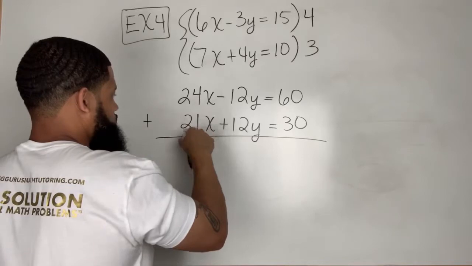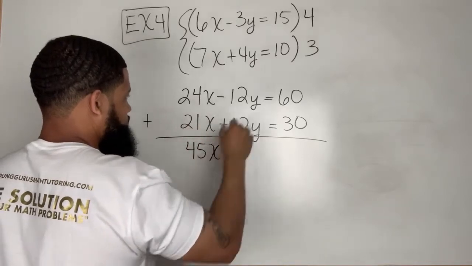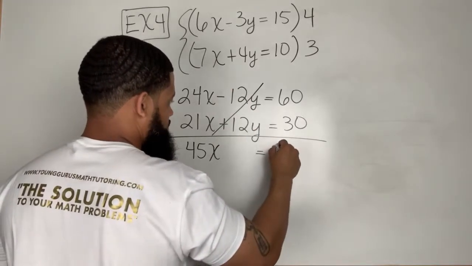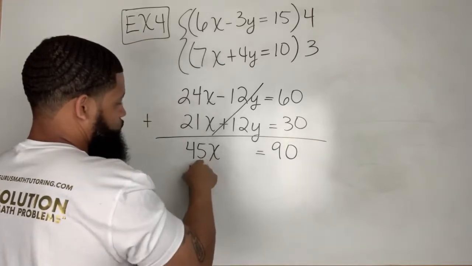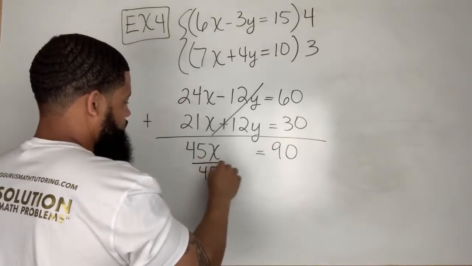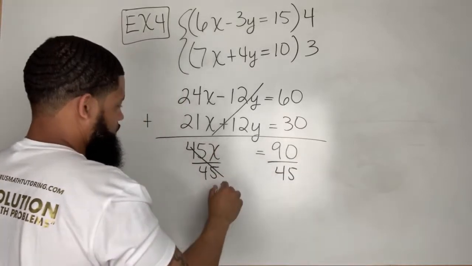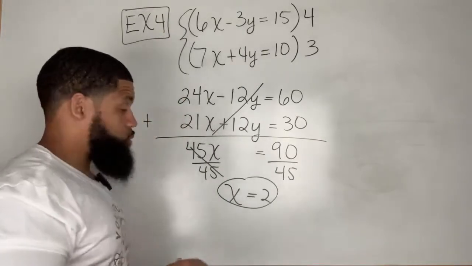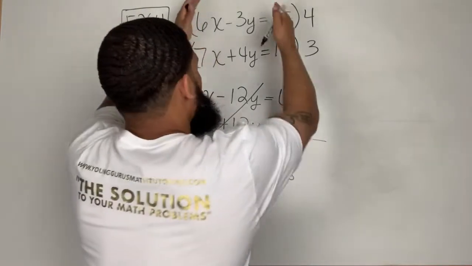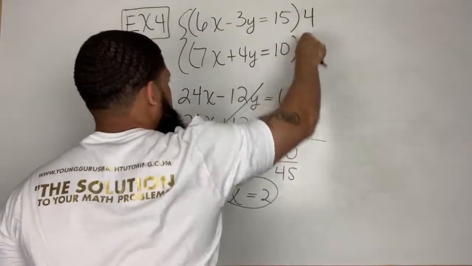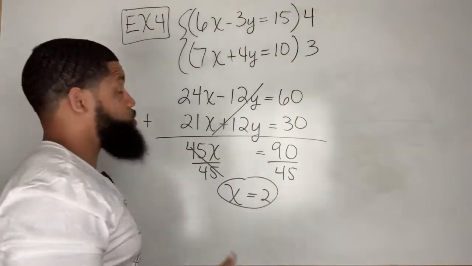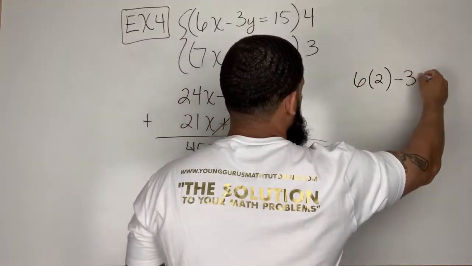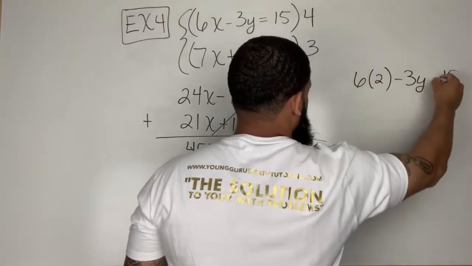24x plus 21x is 45x. Those are opposites, so they will be eliminated. 60 plus 30 is 90. Now, 45x equals 90. We divide by 45, and we get x equals 2. I still need to substitute that into the original equations. I don't want to worry about the part where I multiplied by the 4 and the 3. So I'm going to say 6 times 2 minus 3y equals 15.